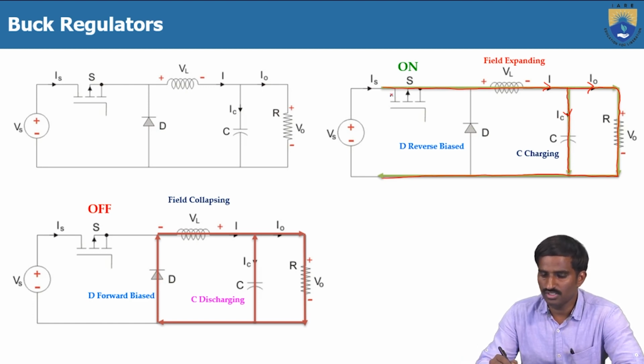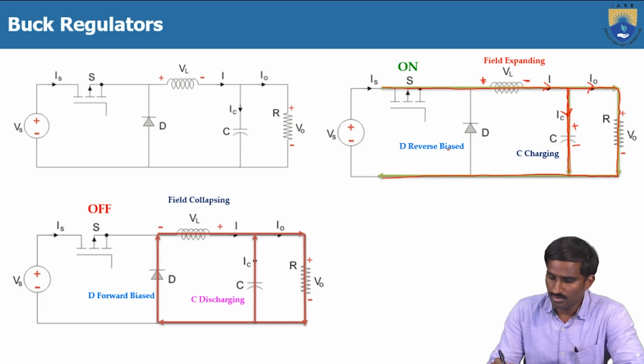During the turn on time, the capacitor will get charged, and the field also expands, which means the inductor will also charge with these polarities which I have mentioned, plus and minus. The capacitor is also charging in this direction, plus and minus. Because the diode is reverse biased, it won't allow the load current or any other current to flow. That's why this diode is reverse biased.